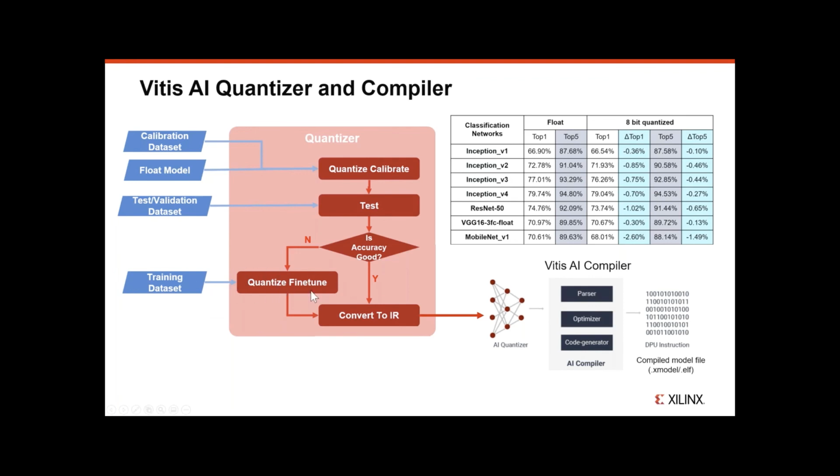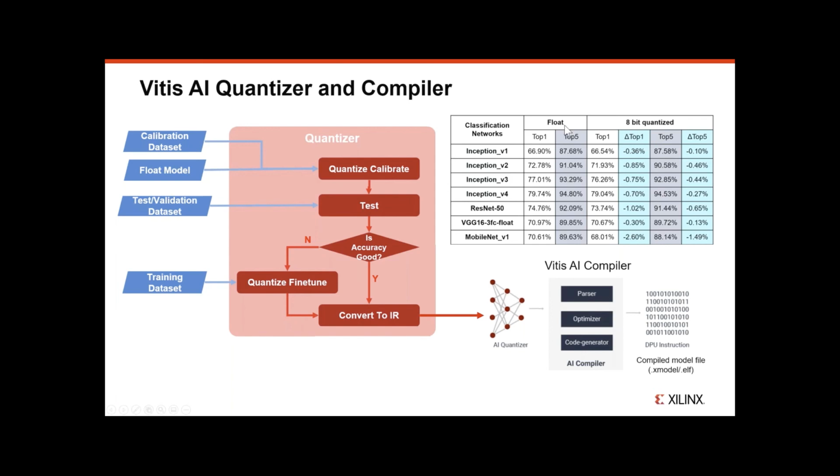This is the second option. If your model accuracy is bad or not as good as you'd like, and you really want to improve that, but you know that the architecture should be very quantizable, you can run it against this training data set with the quantize fine tune option.